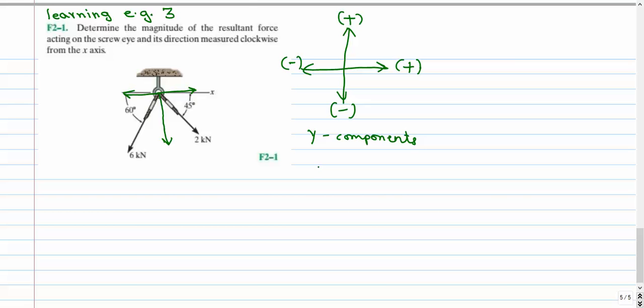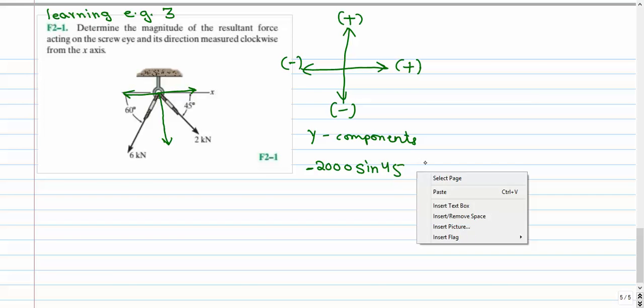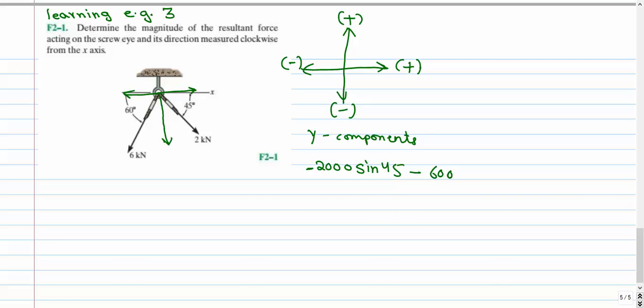The y component of the 2000 kilonewton force is going to be negative 2000, since its y component is going to point downwards, negative 2000 sine of 45, and the y component of the other force is going to be negative 6000 sine of 60 degrees. This is going to give us negative 6610.4.